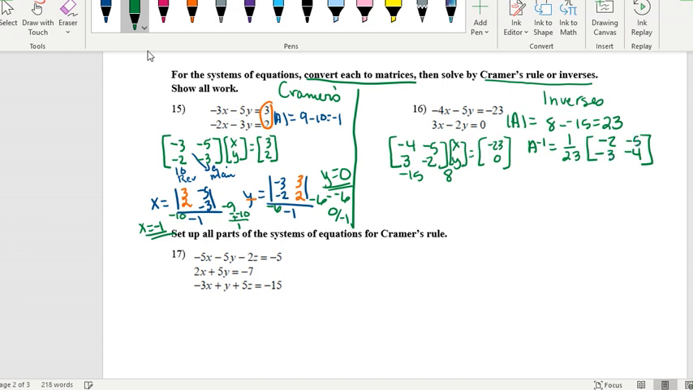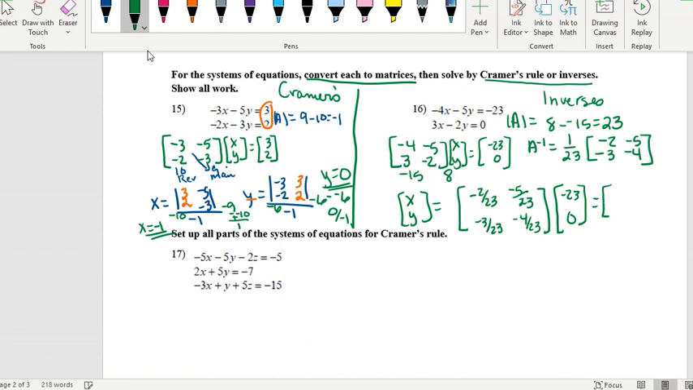So look at all those lovely negatives. So on this one, I'm going to take x, y, and it's going to equal the inverse, which every one of these go over 23. It's actually really easy to find that. Over 23, -4 over 23, -3 over 23. I did them in a backwards order. All right, and then times -23, 0.